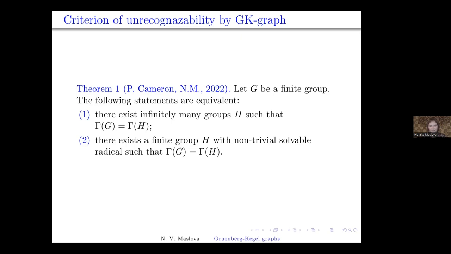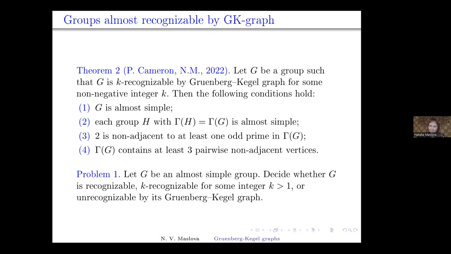And a corollary of this theorem is that if G is a finite group which is almost recognizable by its Gruenberg-Kegel graph, then this group is almost simple. Any group with the same Gruenberg-Kegel graph is almost simple. Any vertex is non-adjacent to some other vertex in the Gruenberg-Kegel graph. In particular, two is non-adjacent to at least one odd vertex in the Gruenberg-Kegel graph. And the Gruenberg-Kegel graph of this group contains at least one independent set of three vertices which are pairwise non-adjacent.